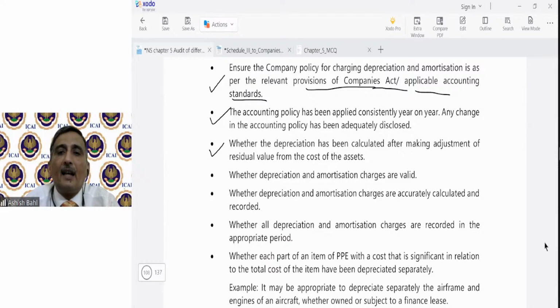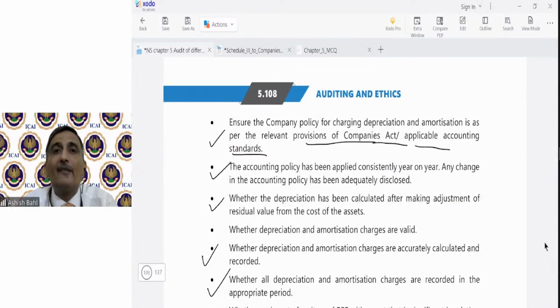So whether depreciation and amortization charges are accurately calculated and recorded. These are recorded in the appropriate period. So all these types of general things the auditor would have to verify.